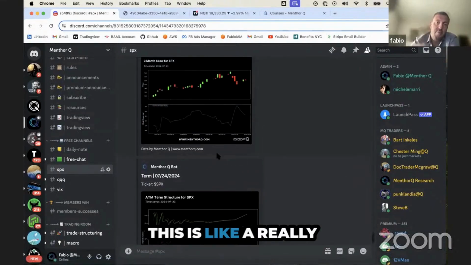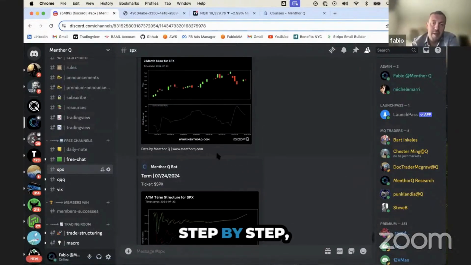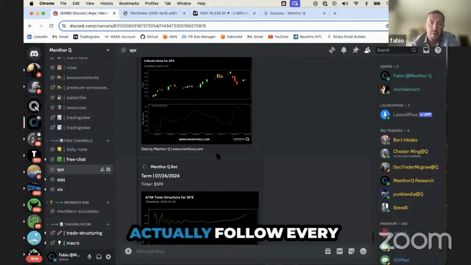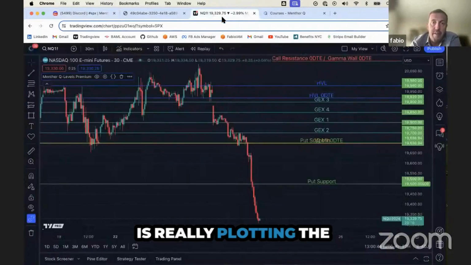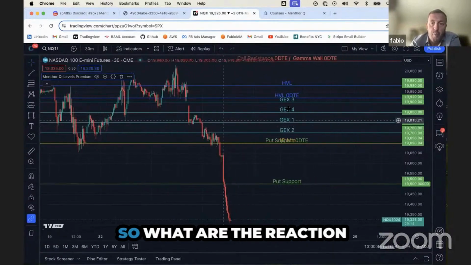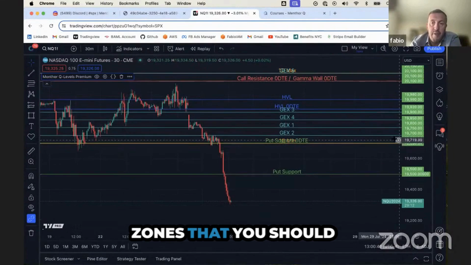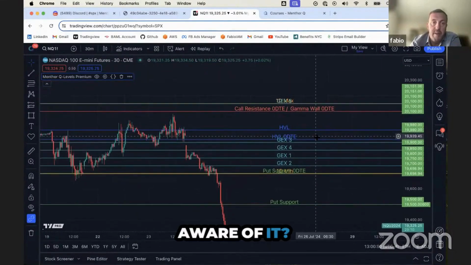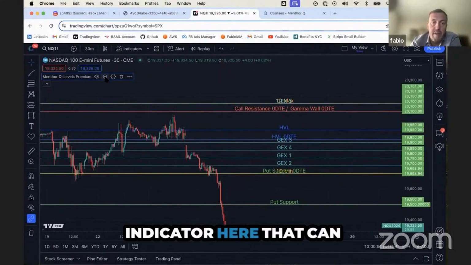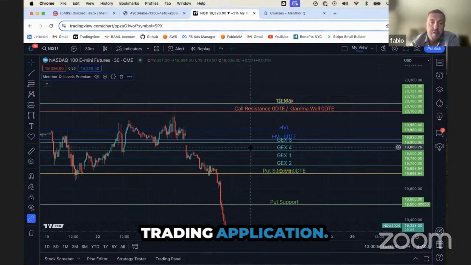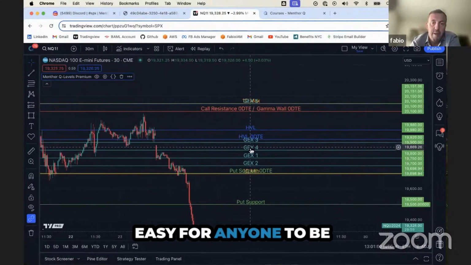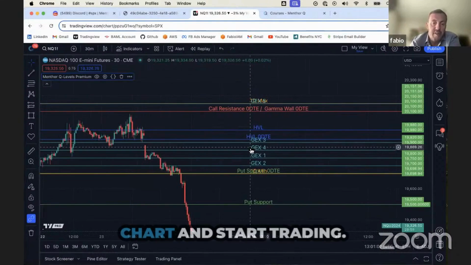So again, this is a really simple step-by-step process that you can actually follow every morning for a few minutes a day. And then the next step is really plotting the data into your chart. So what are the reaction zones that you should be aware of? And again, we have built an indicator here that can allow you to plot all the data that we saw in those previous charts directly into your trading application. So this makes it very easy for anyone to be able to then look at the chart and start trading.